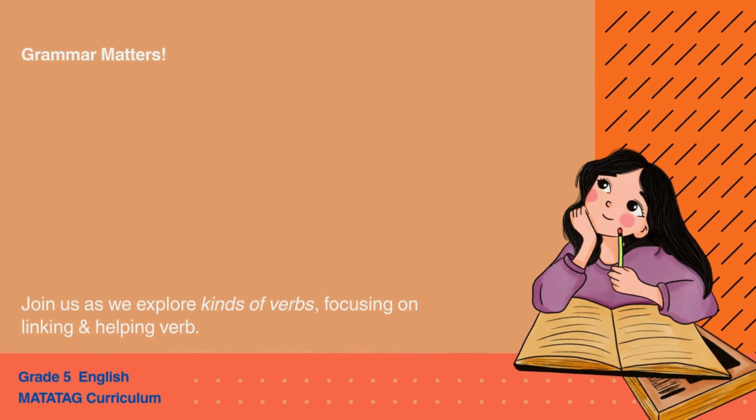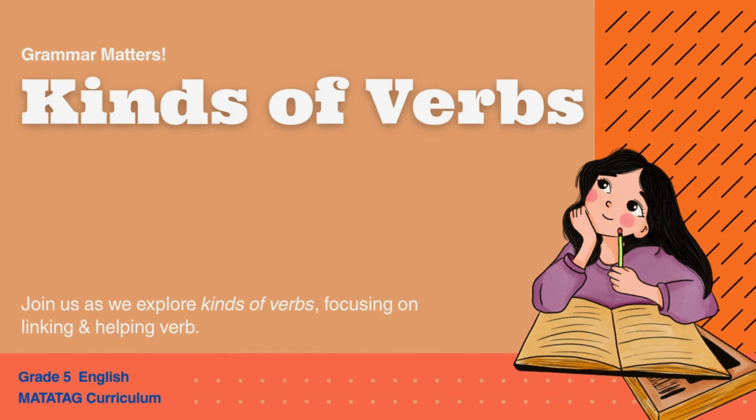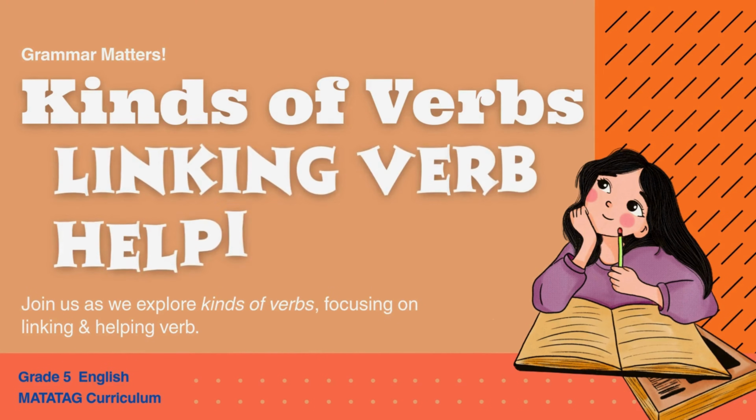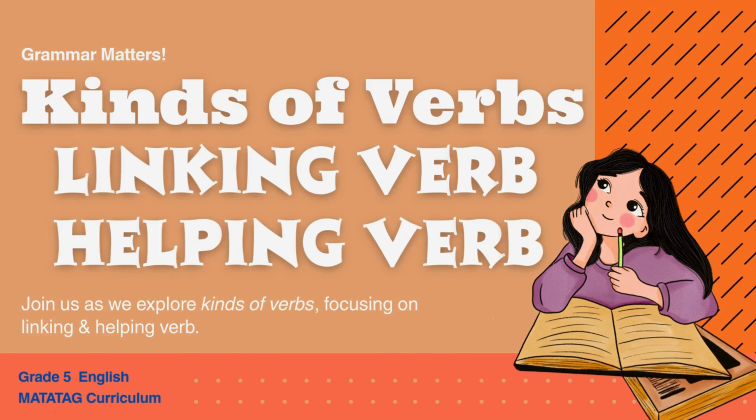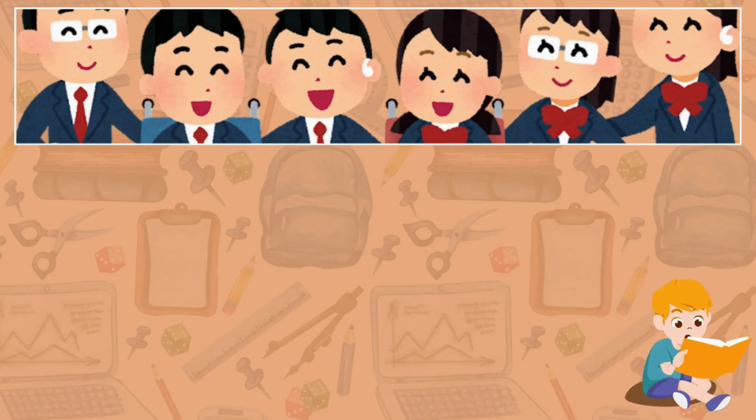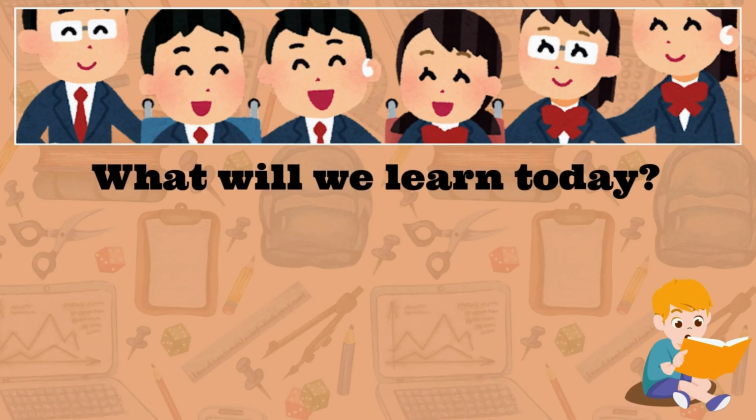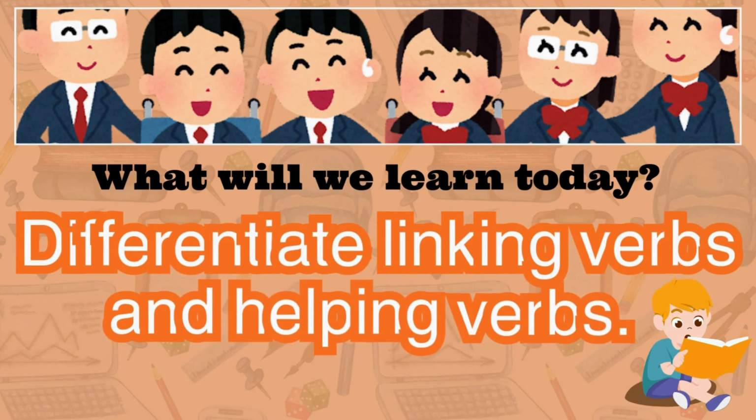Today, we'll talk about two kinds of special verbs, linking verbs and helping verbs. These two are not always easy to tell apart, but once we practice together, you'll be experts. By the end of the lesson, learners will be able to differentiate linking verbs and helping verbs.